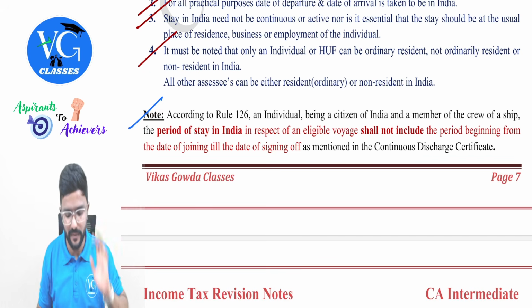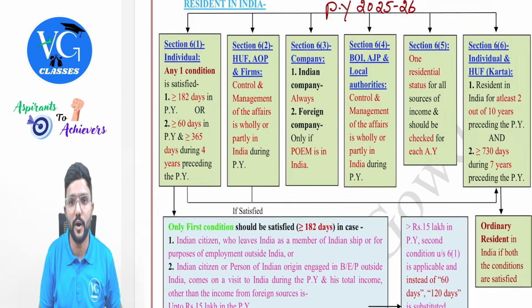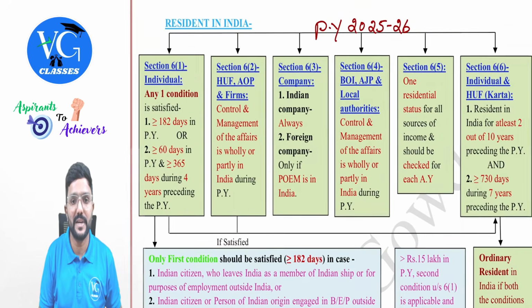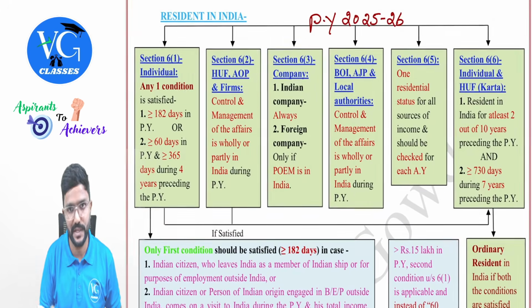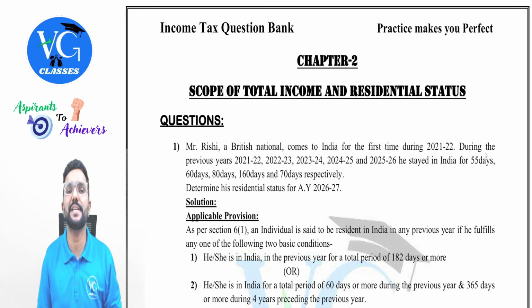We have one question on it. We will see it. So this is all about the residential status of different category of person as per section 6. Now we will go through some questions on residential status. I have given a good number of questions on residential status covering all the different possibilities.